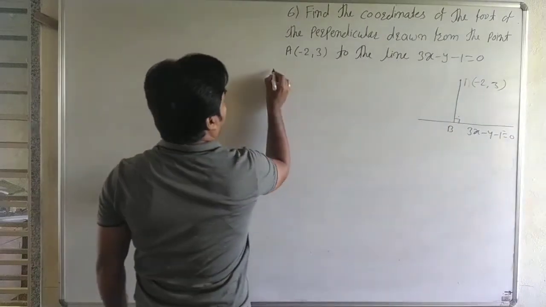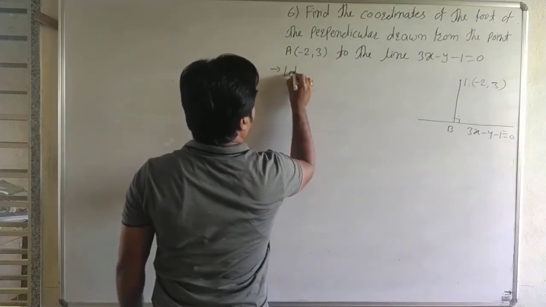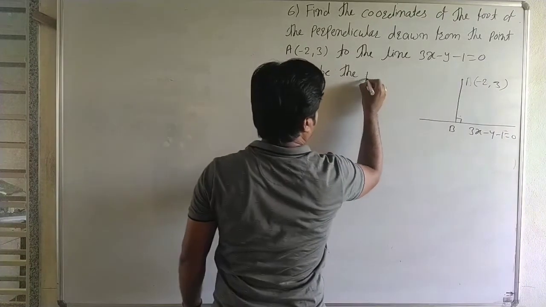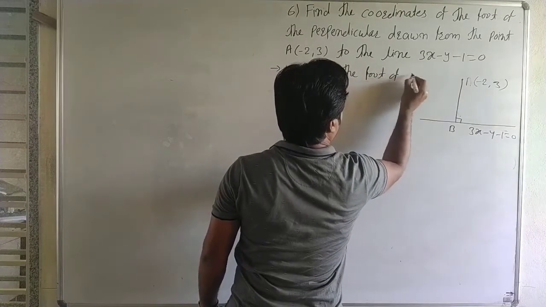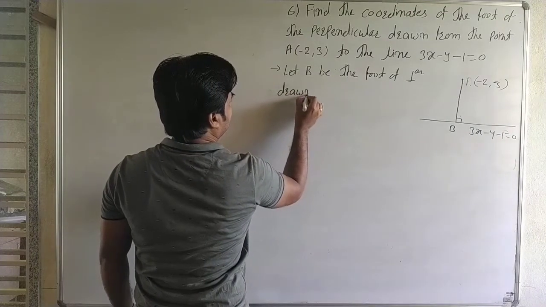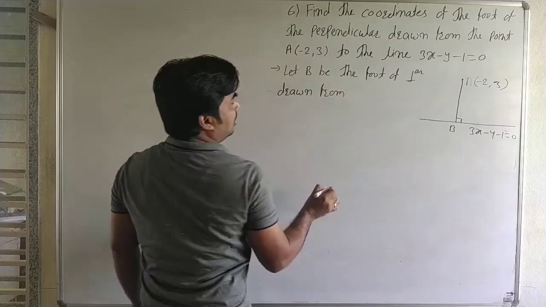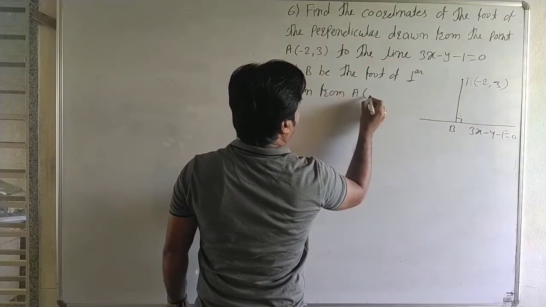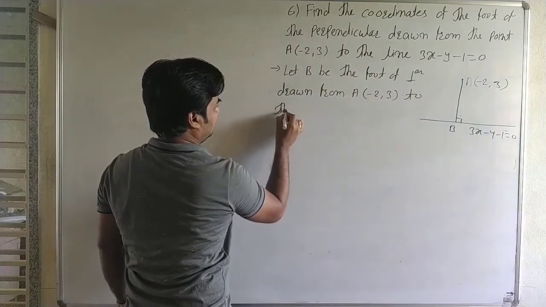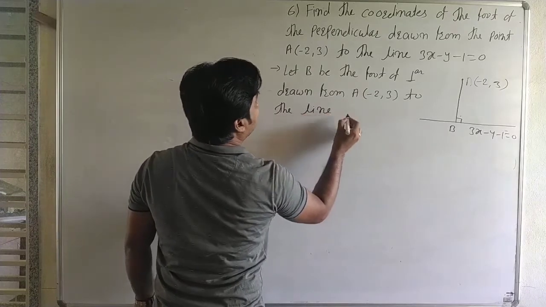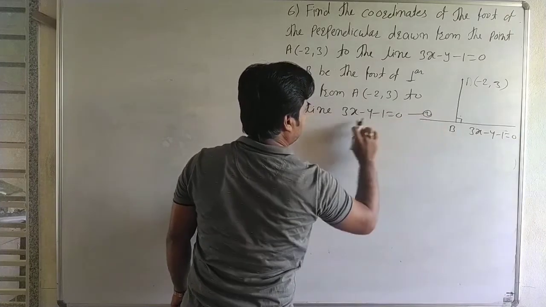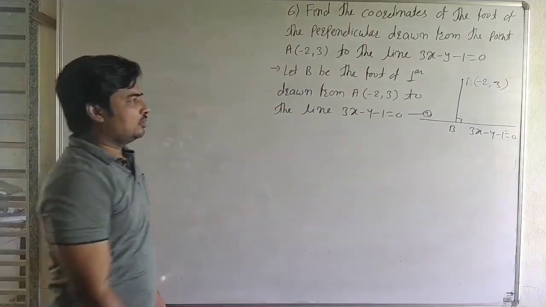Now let B be the foot of perpendicular drawn from A, minus 2 comma 3, to the line 3x minus y minus 1 equal to 0. Suppose this is equation number 1.